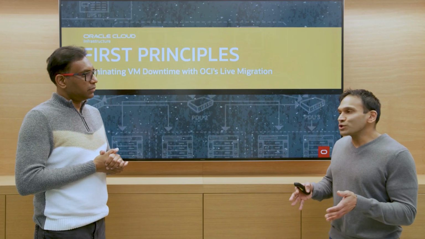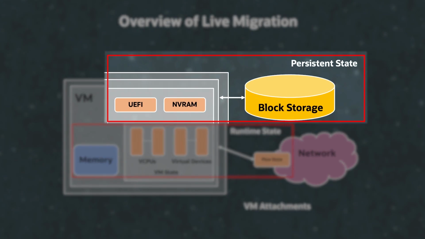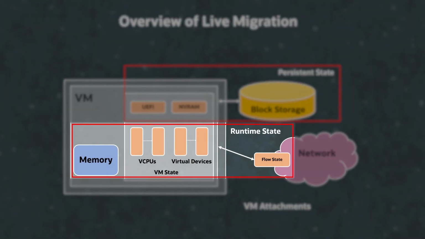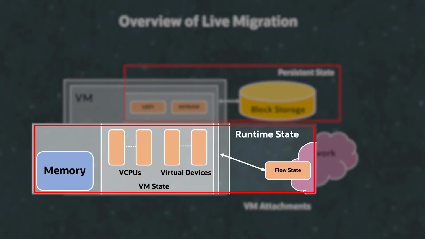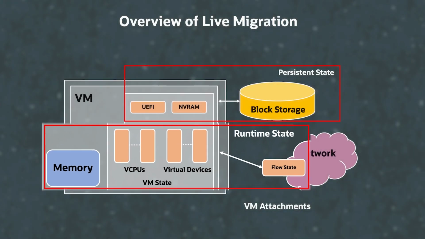When you're talking about a virtual machine and its state, there are really two types of state associated with it. There is the persistent state, which includes things like data that's actually on block devices that are attached to the virtual machine, as well as things like the contents of the NVRAM. There's also runtime state, which includes actual guest memory pages, as well as state that is associated with devices that are connected to the VM. And then there's also runtime state at OCI's network virtualization layer, the VCN layer.